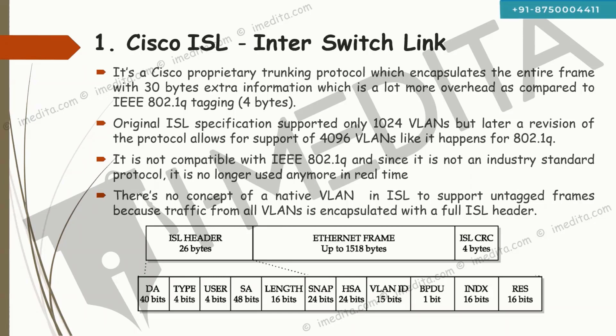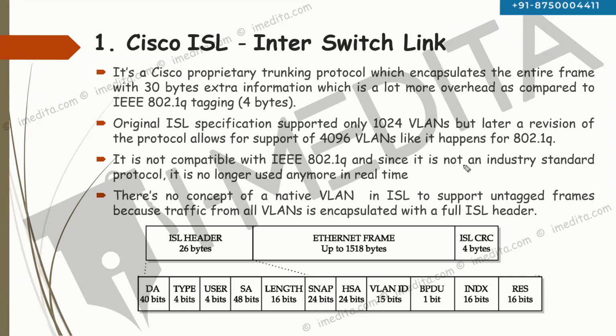Now, it is not compatible with .1Q. What do we mean by this? We mean that if we have configured ISL as the trunk encapsulation protocol, it has to be configured on both sides. Here ISL, then here also ISL. Here .1Q, here also .1Q. There is no interoperability or compatibility between .1Q and ISL. You have to configure either both ends as ISL trunk, or both ends as .1Q trunk, for the trunking to happen properly.